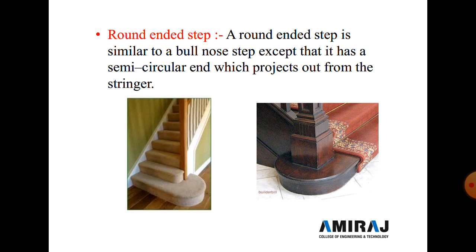Now the next type of step is a round ended step. A round ended step is similar to a bull nose step, except that it has a semicircular end which projects out from the stringer. Generally we see the newel post fixed on the round ended step, and the round ended step is only a single step provided at the start of the steps.